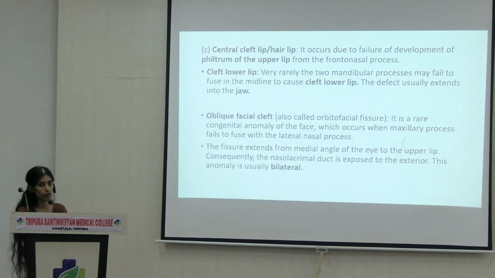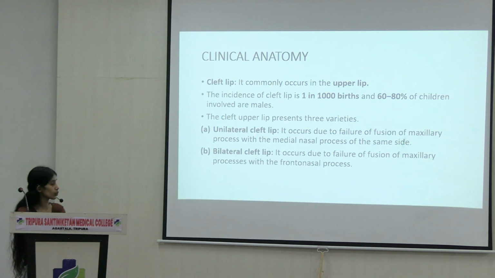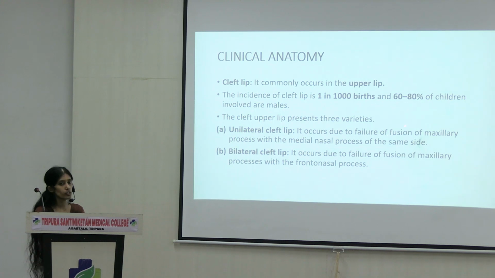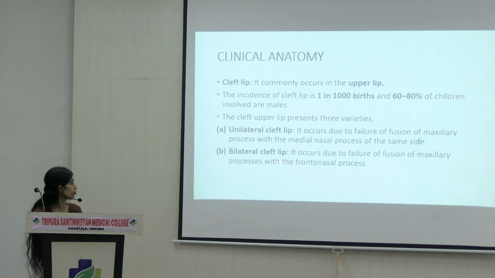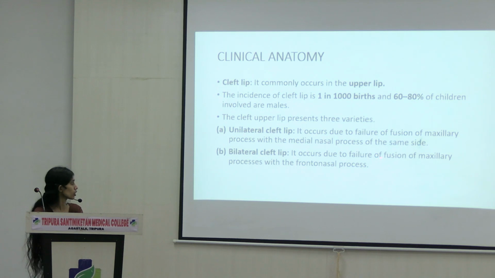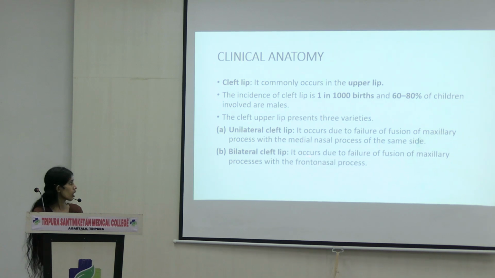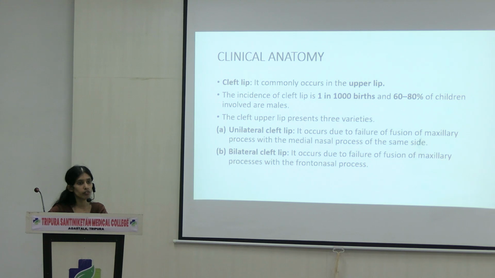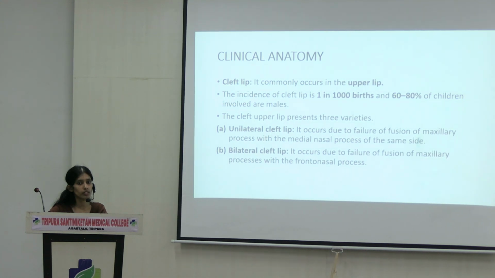The cleft upper lip presents 3 varieties, that is unilateral cleft lip, bilateral cleft lip, and the last one is central cleft lip. Okay. So when the unilateral cleft lip takes place, it occurs due to the failure of fusion of your maxillary process with the medial nasal process of the same side. Okay. And bilateral cleft lip occurs due to the failure of the fusion of maxillary process with the frontonasal process. So how is your maxillary process fusing with your frontonasal process? What is the gateway?